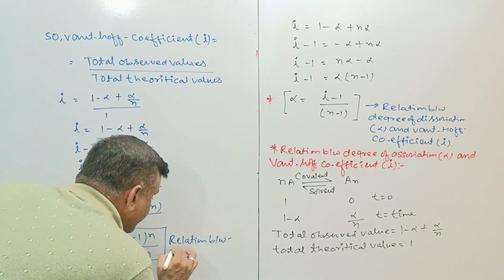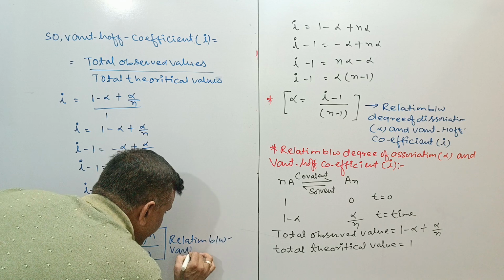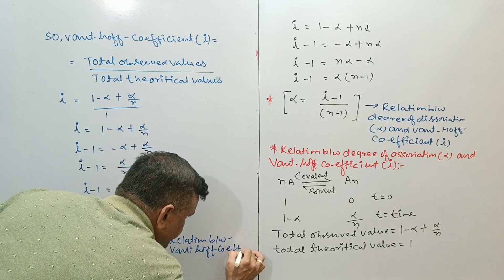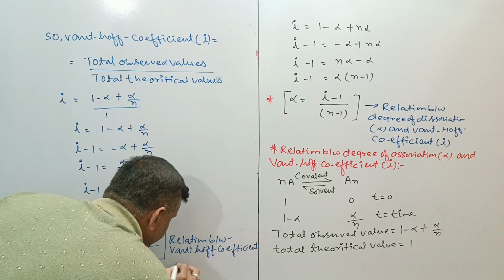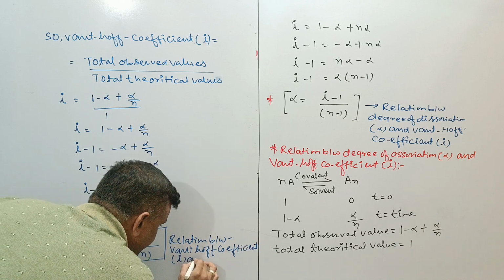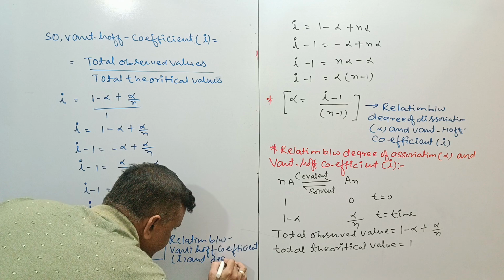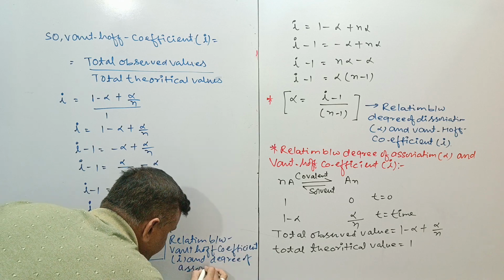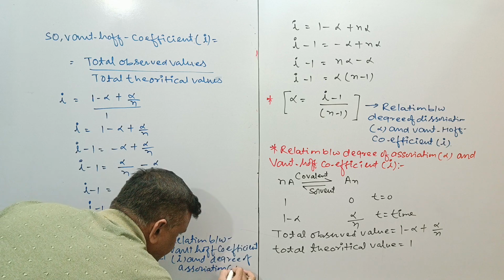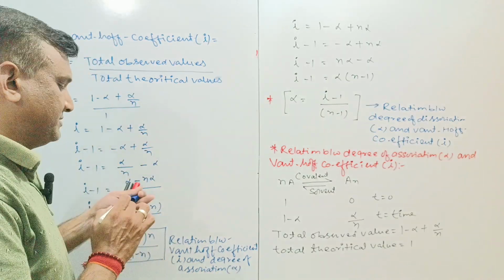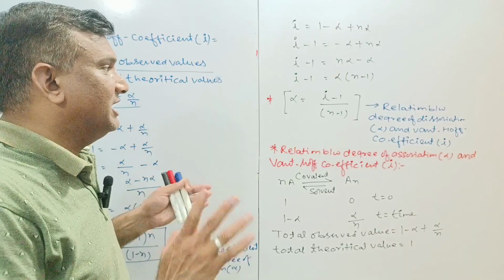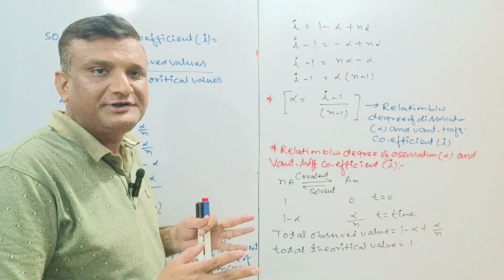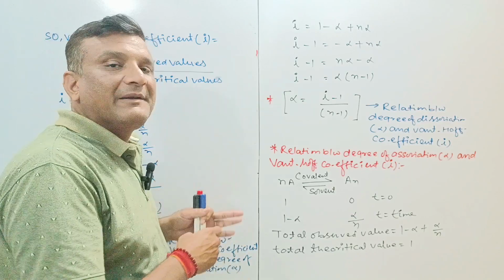This is the relation between the Vant-Hoff coefficient i and the degree of association, denoted by alpha. This was about the two important topics regarding the solution, and this is the last topic regarding your solution. See the entire matter.